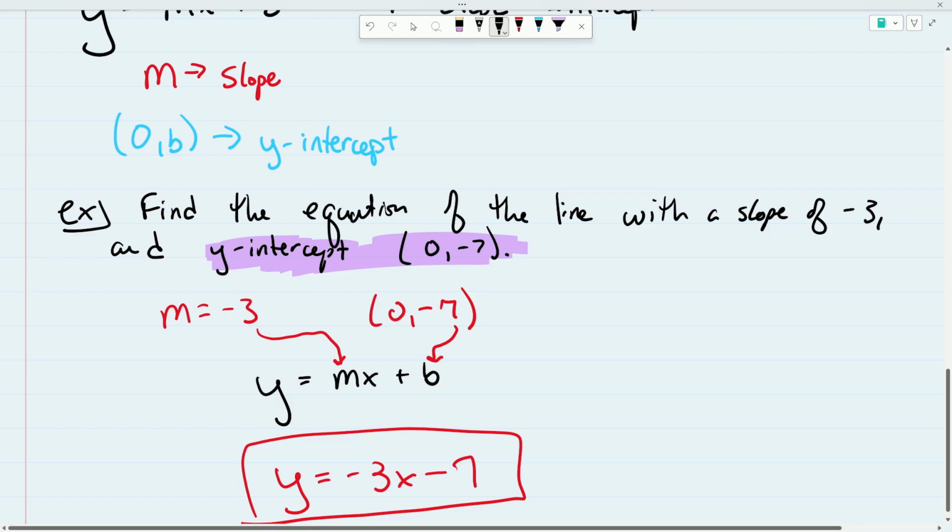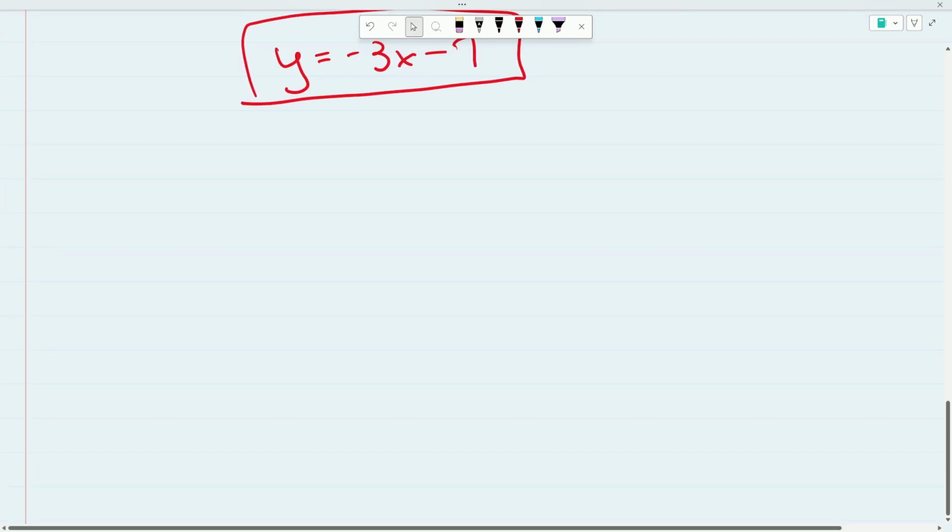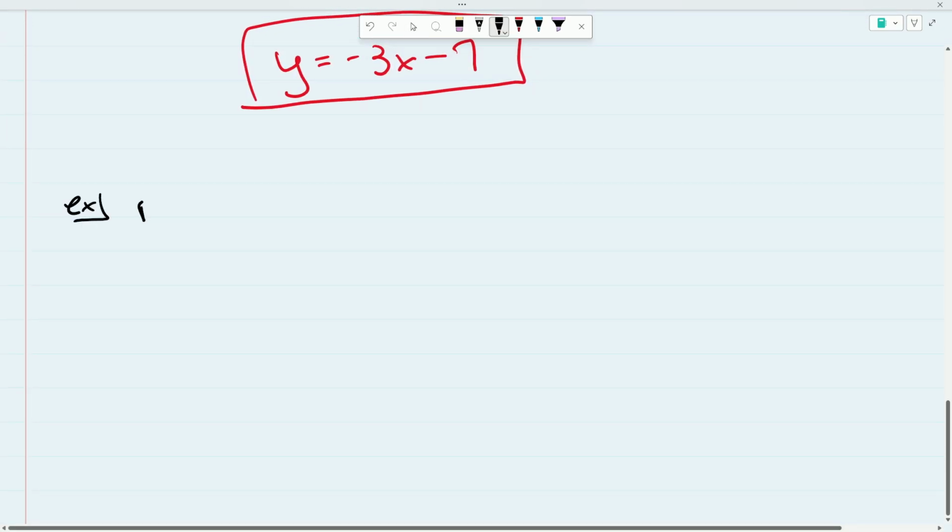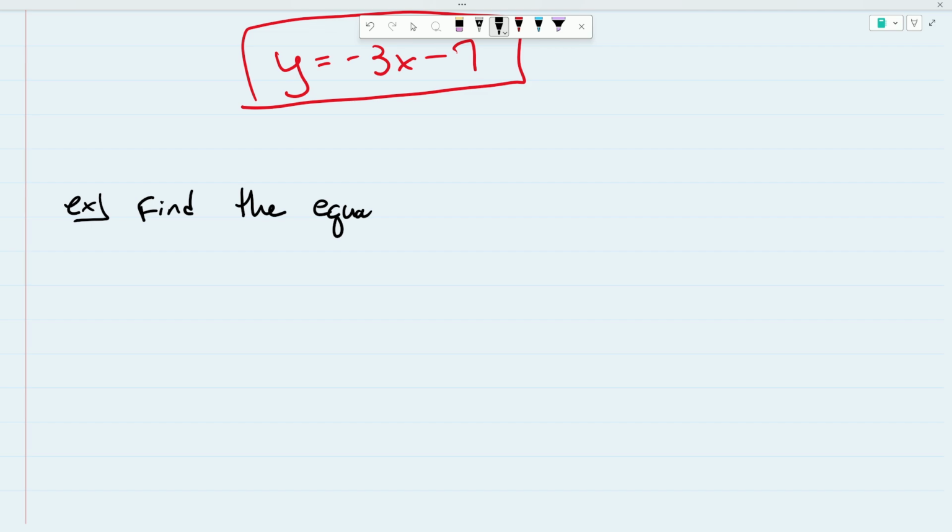Now, there are other ways that I could ask the same exact question here, finding the equation of the line. So I'm just going to write out directions, find equation of the line.